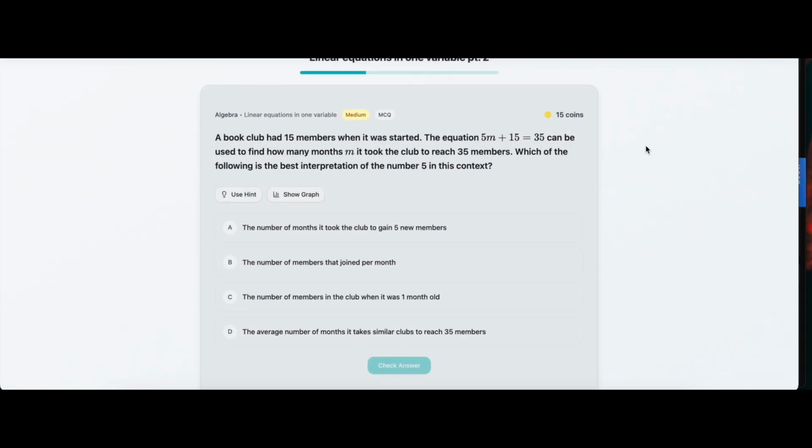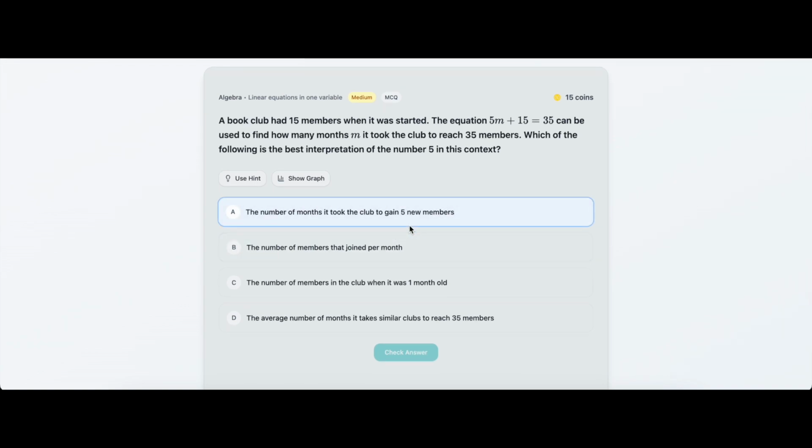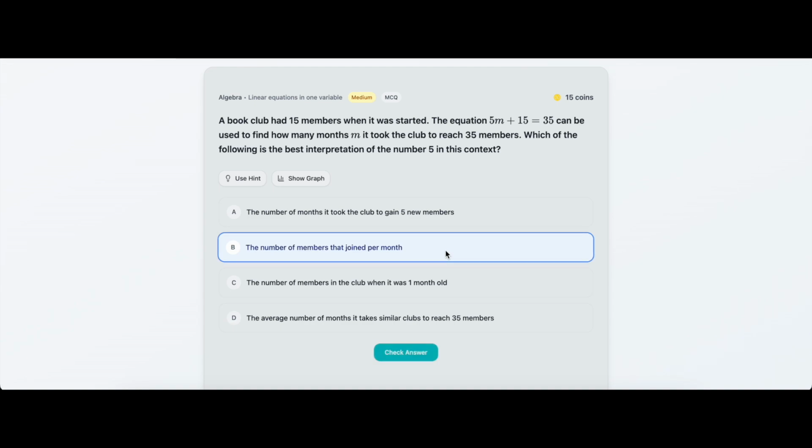So let's look at our answer choices. A says the number of months it took the club to gain 5 new members. No, because again, it's saying that every month the club gains 5 new members, not whatever this is saying, right? B says the number of members that join per month. Yeah, I think that makes sense. That's reasonable, right? Because we said that 5 represents, every 1 month the club increases by 5 members. So I think that this one makes sense.